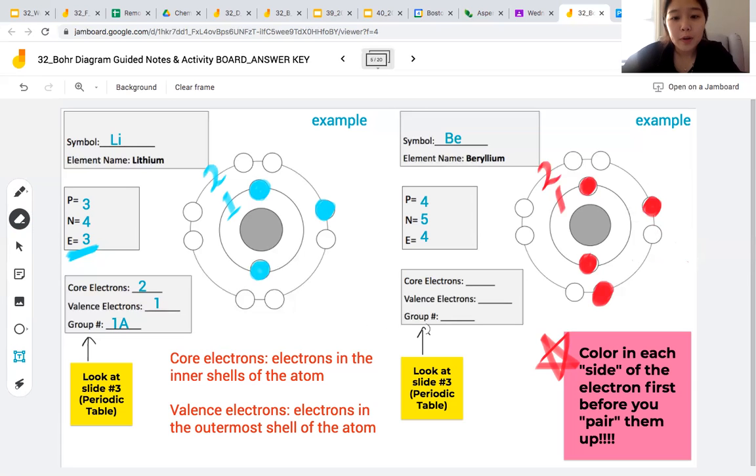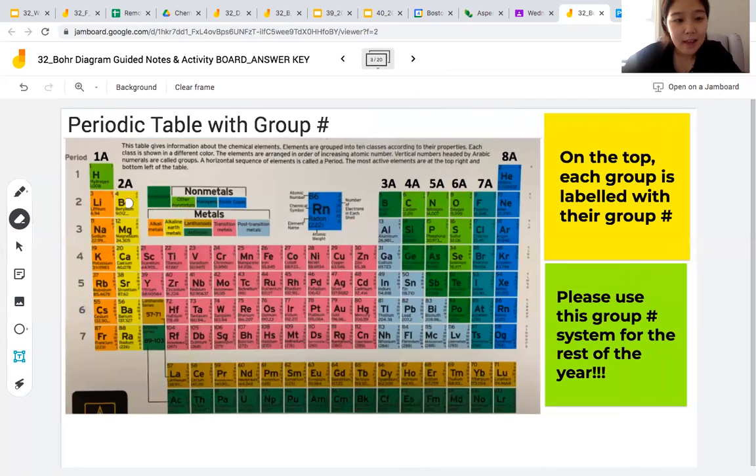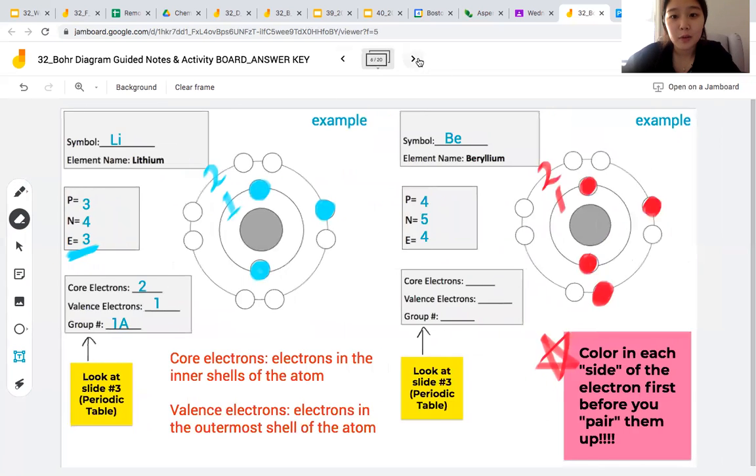So for group number, you're going to look at the periodic table. And beryllium is in group 2A. So let's go and put that down. 2A. And it has 2 core electrons. 2 core. And it has 2 valence, right? The outermost shell has 2 electrons. So that is your valence.